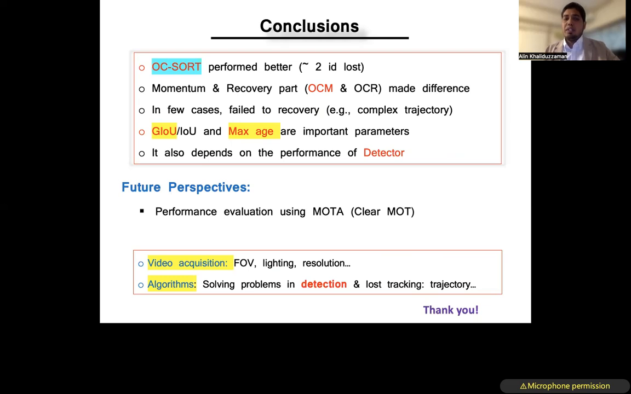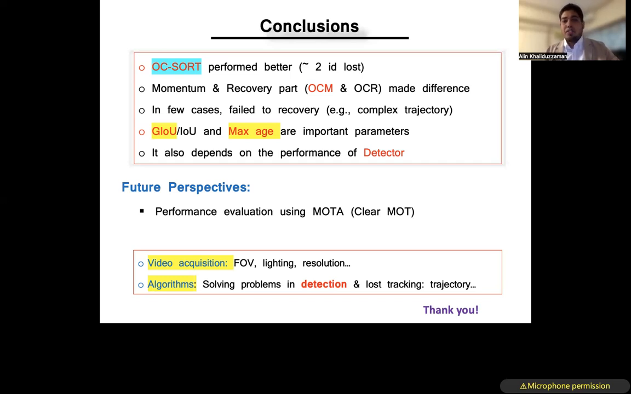What are the important parameters for the parameter tuning? I can say it is GIoU instead of IOU, and we may optimize and increase the max age. That really helps. You also have to consider the detection part. The better the detector, the better the performance.